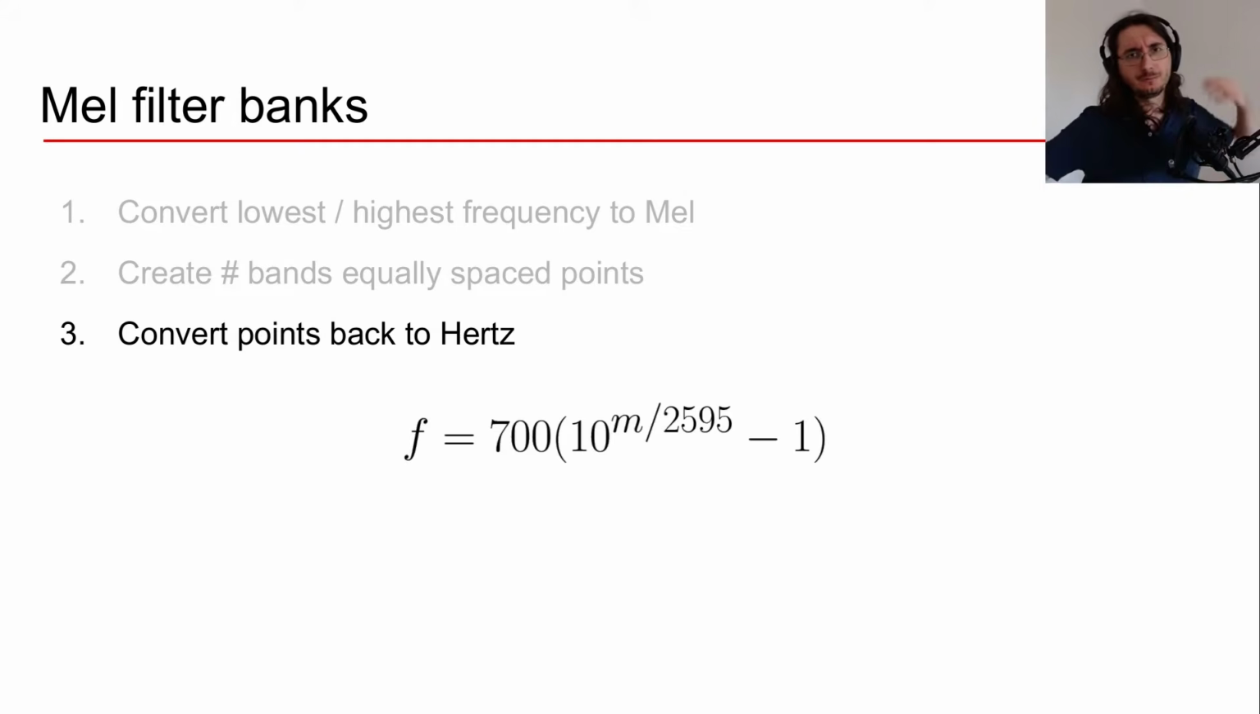It's basically just converting these points back to hertz by using this function here that we found when we were talking about the Mel scale. Now, if you're wondering about these points, what are they? Well, they are the center of the different Mel bands. They are the center frequency of the different Mel bands that we are talking about here. And we'll see those with a visualization in a couple of moments.